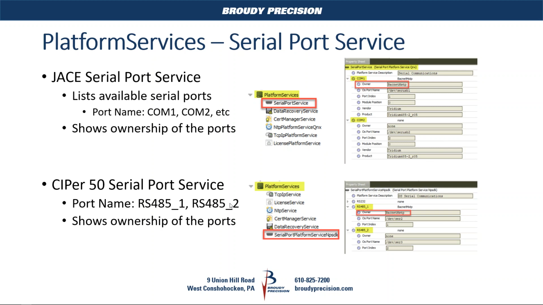You'll see on the CIPer50, the bottom half here, the actual port names are RS485_1 or _2, as shown in the screenshot here. That's also a repetitive question that comes up when trying to set up the panel bus or setting up a BACnet port on the CIPer50. You have to use RS485_1 or 2, not COM1, COM2. And also the serial port service is named slightly different than in a standard JACE. You'll see that it's serial port platform service NPS-DK.